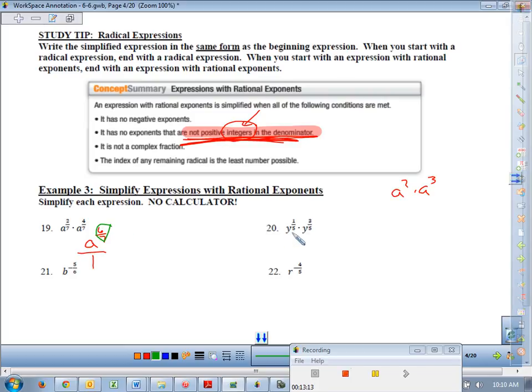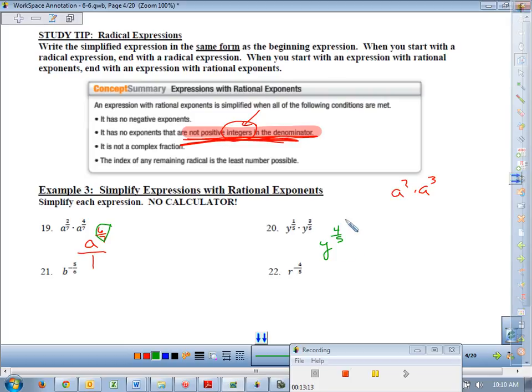Let's try 20 here. Same base of y, yeah. Common denominator also. Let's add those together. What do we get right there? 4/5. Is that a good answer? Because you don't have a rational exponent downstairs. It's all upstairs right here. Cool. That's a perfectly fine answer.